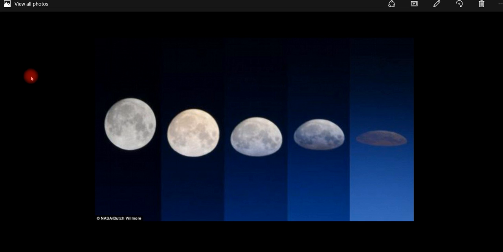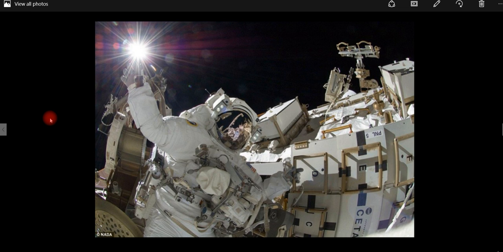Now, here's an anomaly. This was taken from the ISS. And what it is showing is an anomaly of the moon as it's setting against the Earth's atmosphere, which causes it to eventually flatten out. I know the flat earthers will have fun with that one, but figure that one out for a little bit. Let's continue.